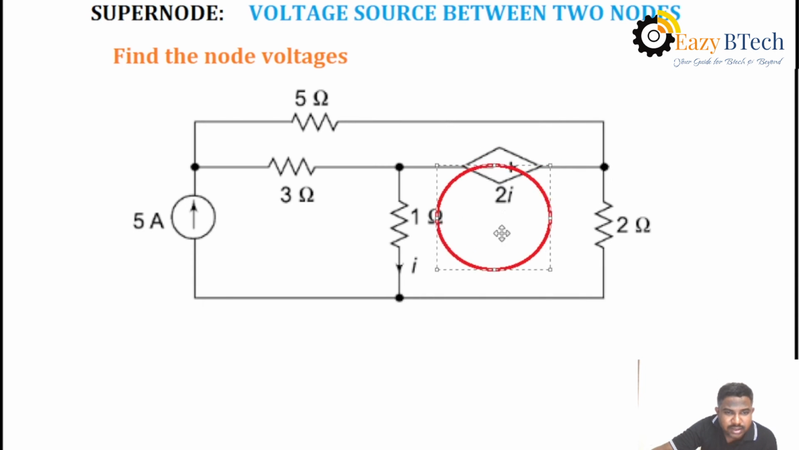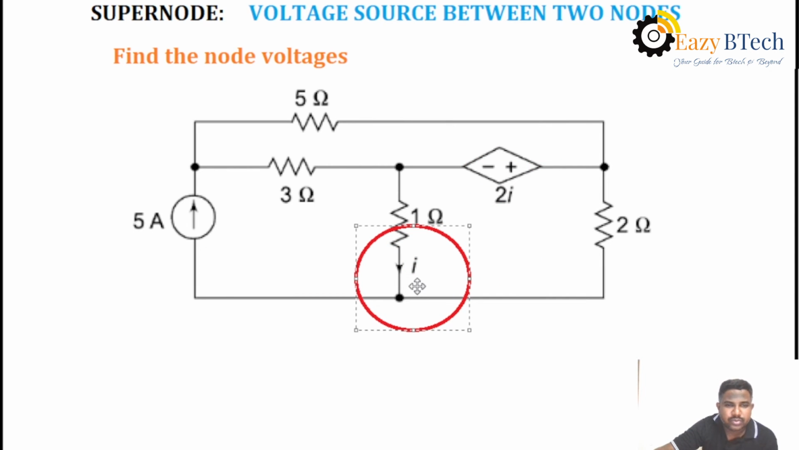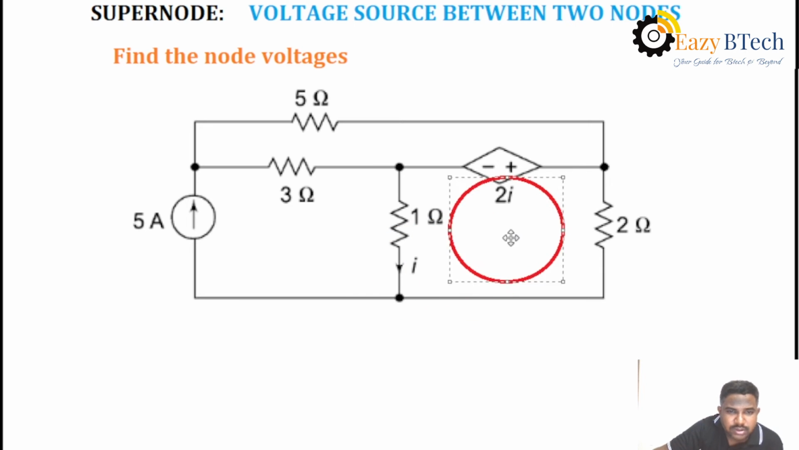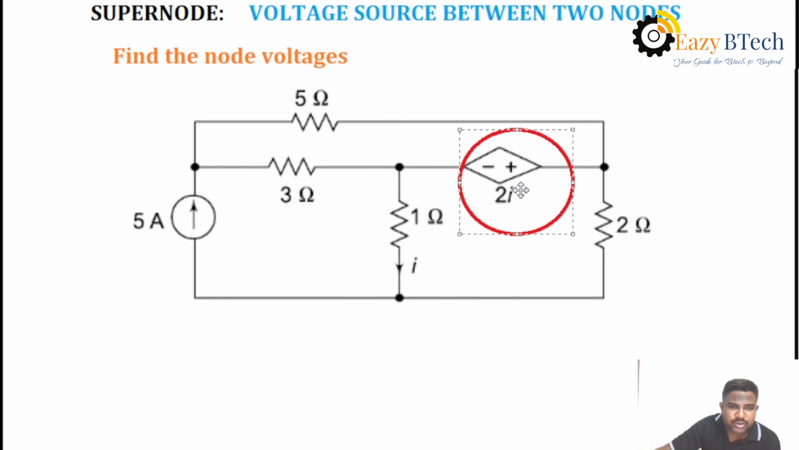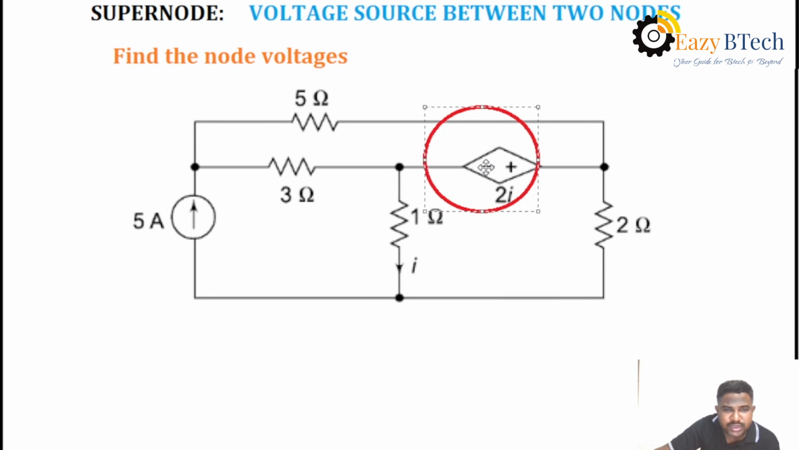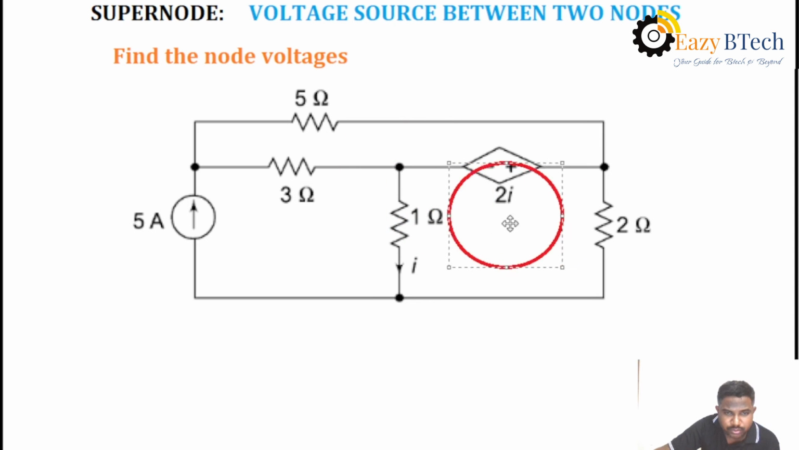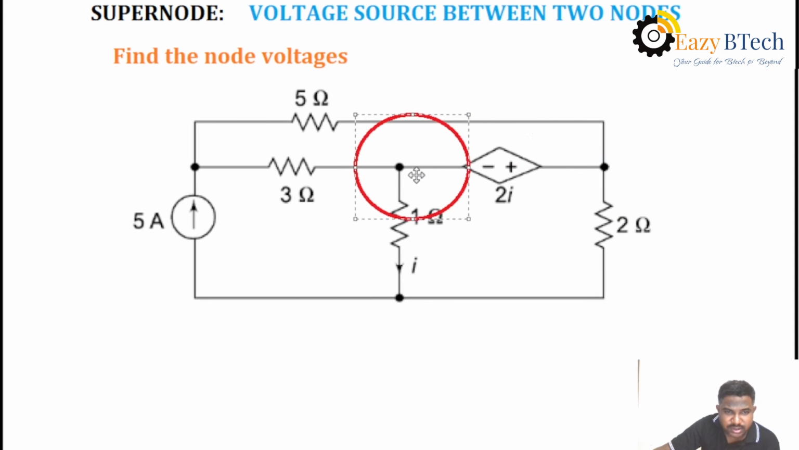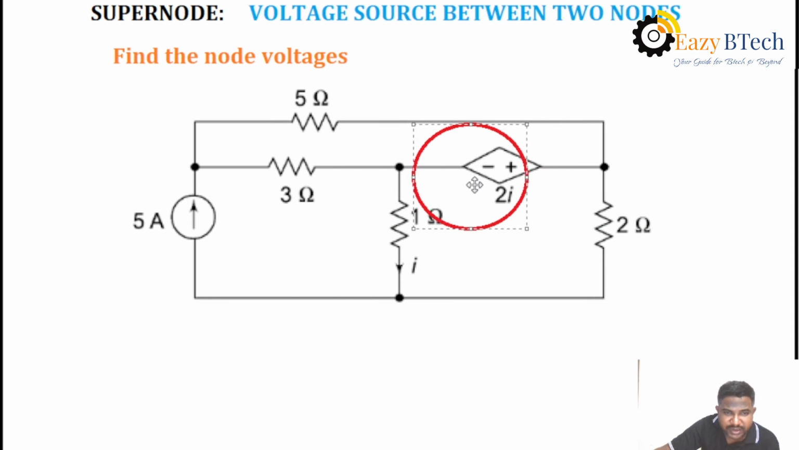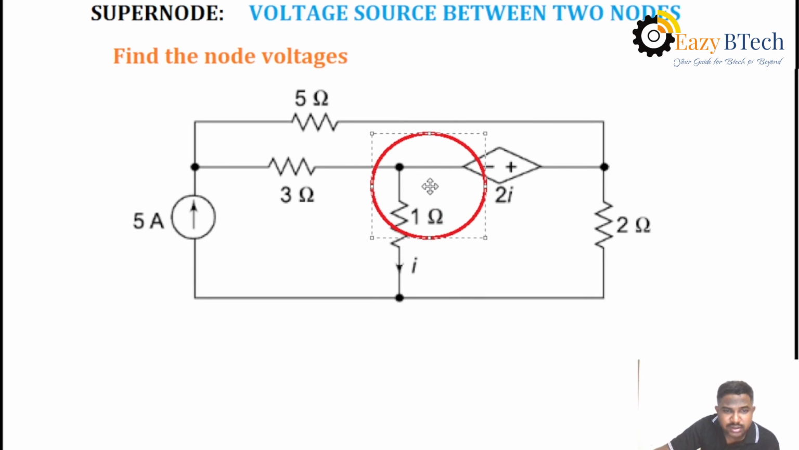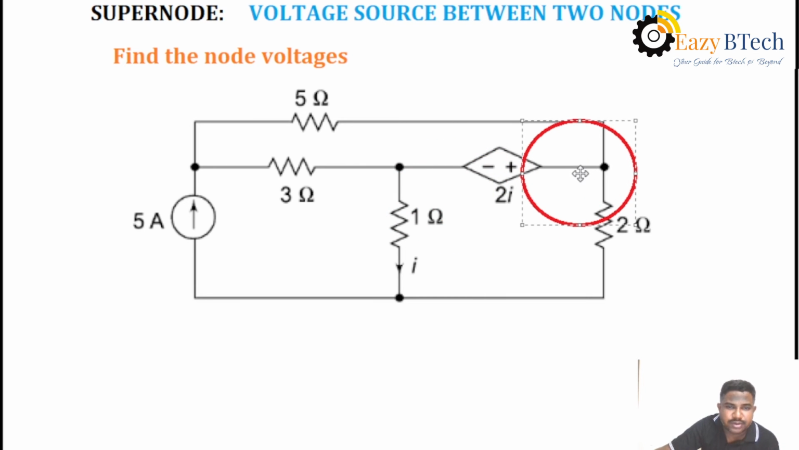Where is the current here? This is the current I. After finding the I value, you have to find this voltage source. That's why this is called a current dependent voltage source. Also, this voltage source is joining between this node and this node. That's why this is called the supernode. At a time, you have to write the supernode equation by combining this node equation and this node equation. So that is called the supernode equation of the given problem.